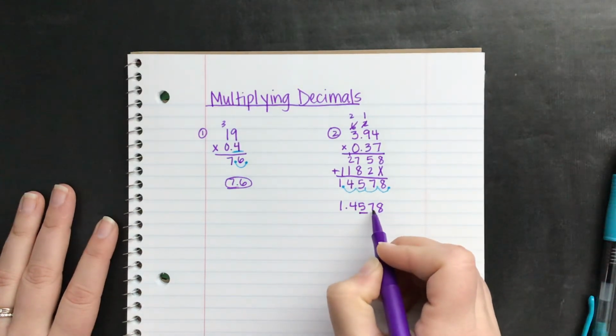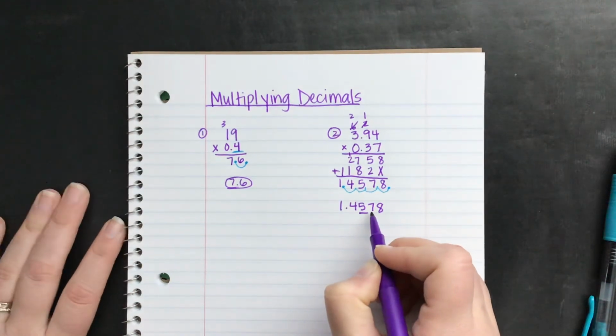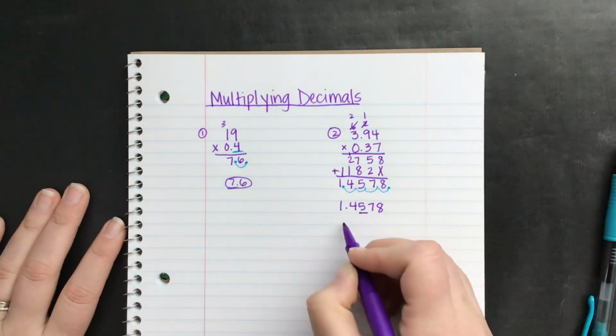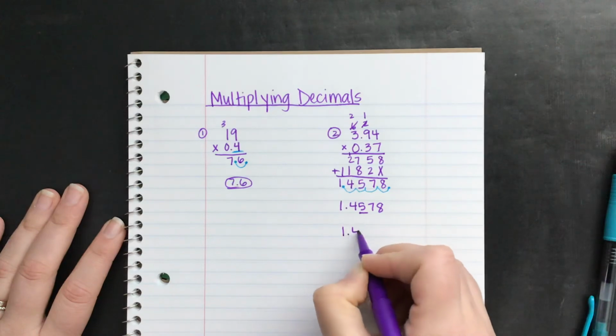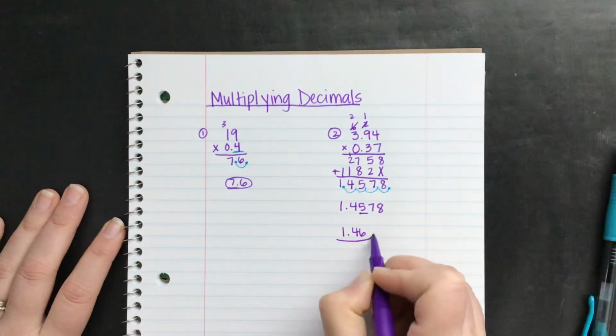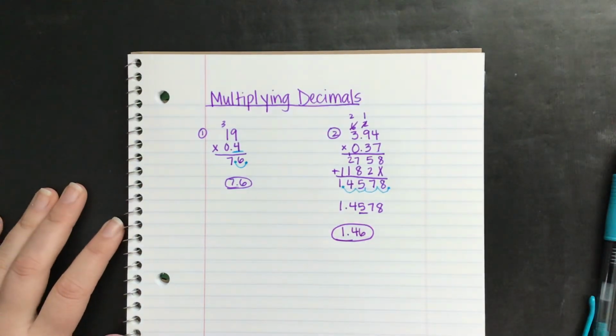I'm going to look next door at this 7. Is it 5 or greater? Yep. So I'm going to raise the score. So my rounded answer would be 1 and 46 hundredths. Okay, if you have any questions, let me know.